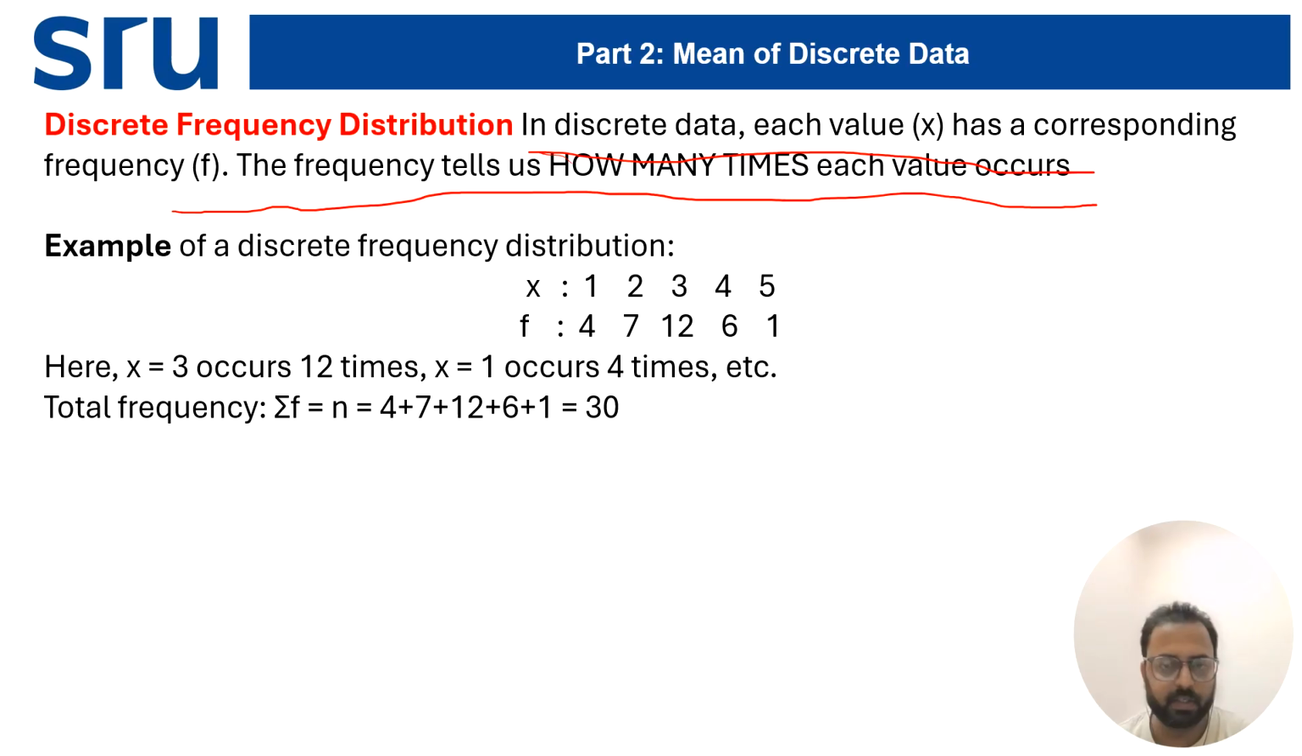This is discrete data. We can see here x values with frequencies: frequency of 1 is 4, frequency of 2 is 7, frequency of 3 is 12, frequency of 4 is 6, frequency of 5 is 1. So 1 occurs 4 times, 2 occurs 7 times, 3 occurs 12 times, 4 occurs 6 times, 5 occurs 1 time. So this is a frequency distribution, discrete data.